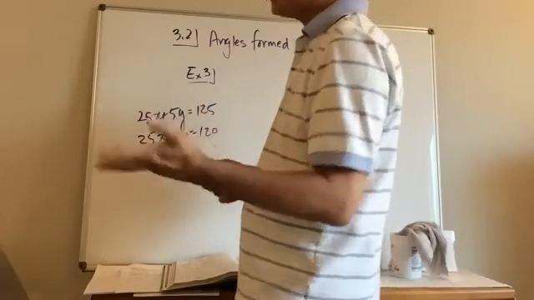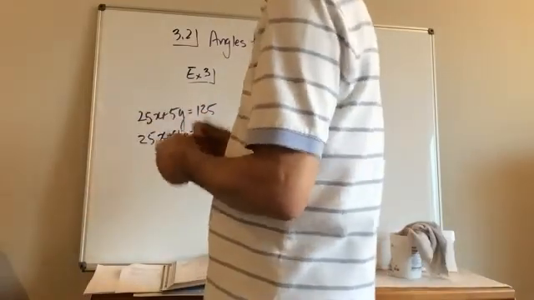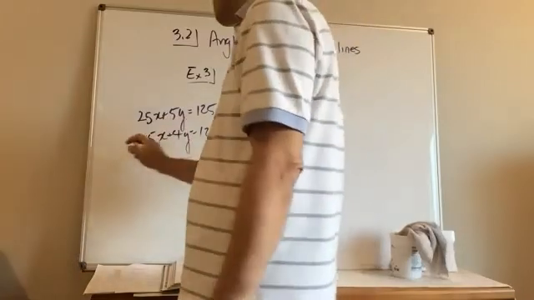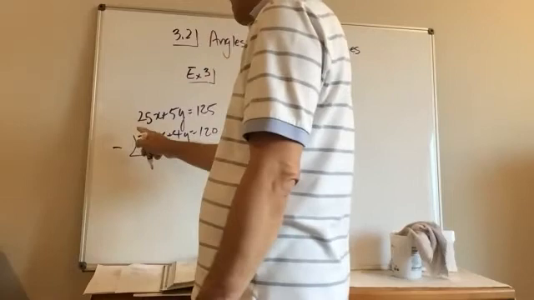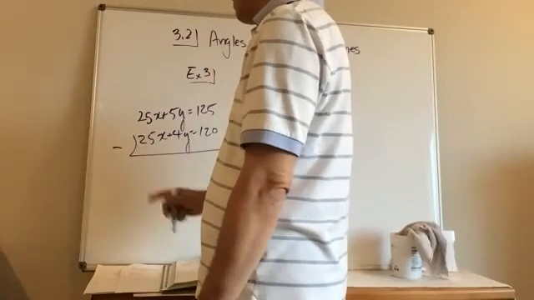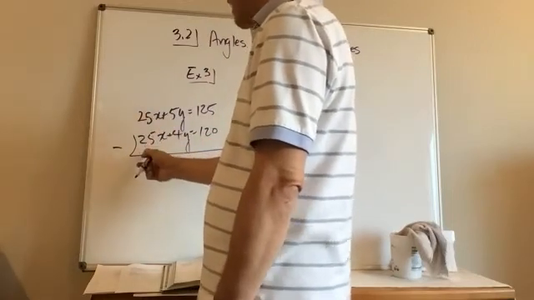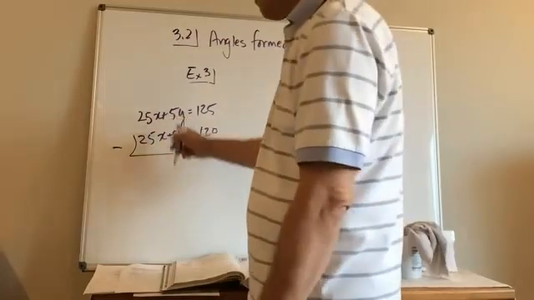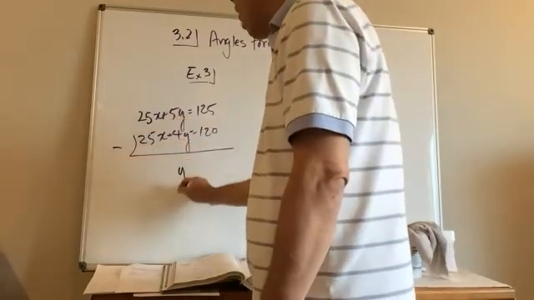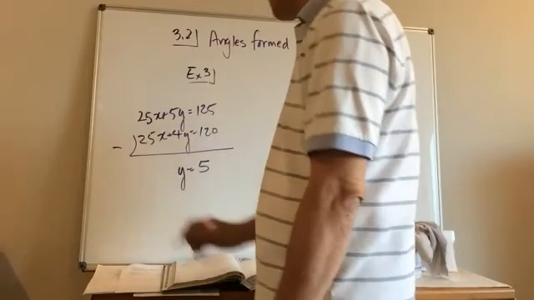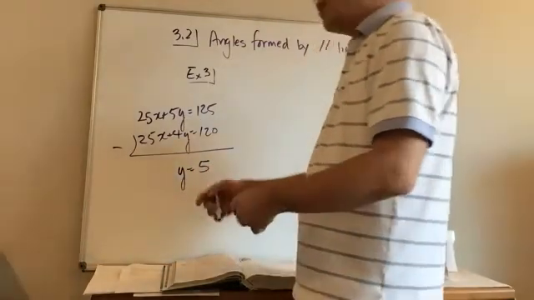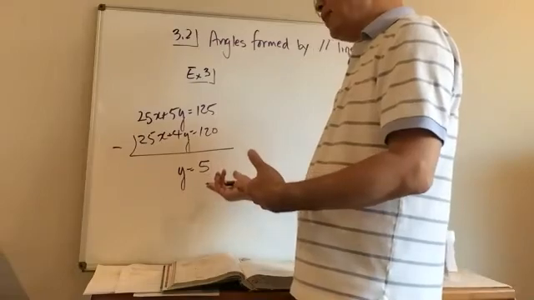The easiest way really here is to do the elimination. You just subtract this guy from this guy, right? So the 25x and 25x will cancel out. 5y minus 4y is equal to y. 125 minus 120 is 5. So bing, you immediately get to solve for y.